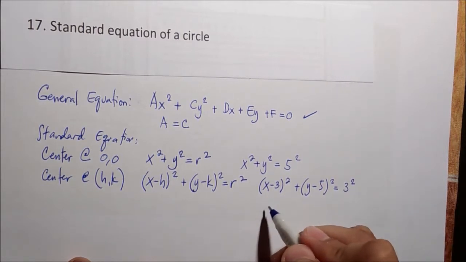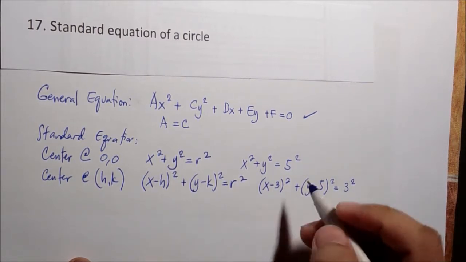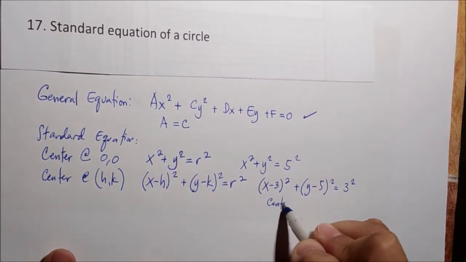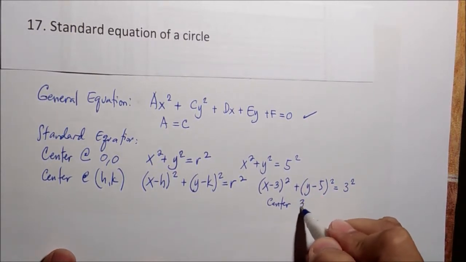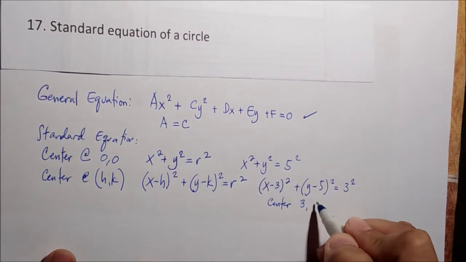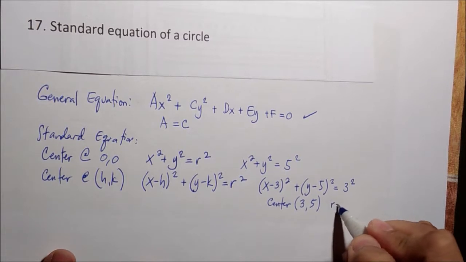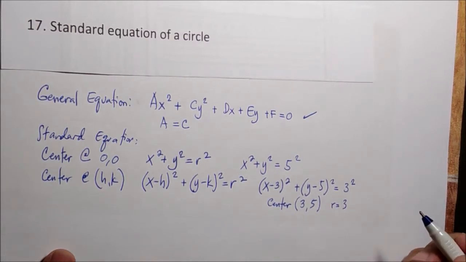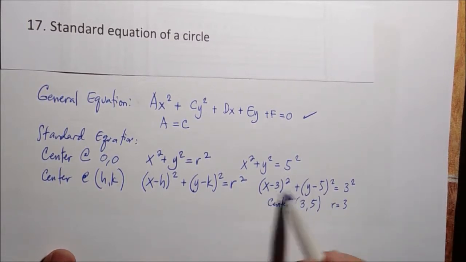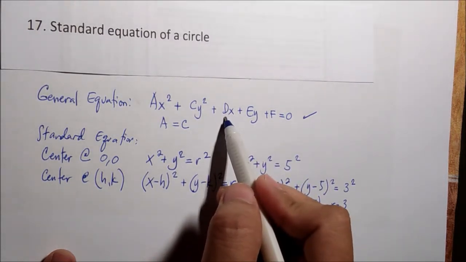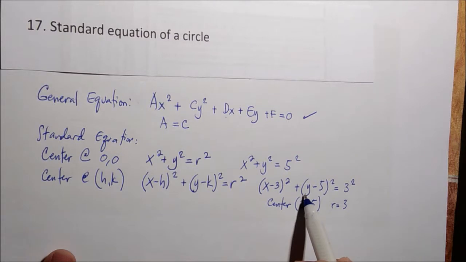So if this is the equation of the circle, the coordinate of the center is positive 3 and positive 5. The radius is 3. So from this equation, we can convert also to a general equation if required, or from general equation to standard. Okay, that's it.